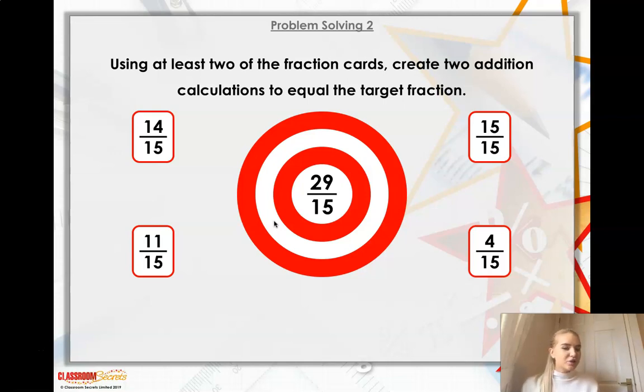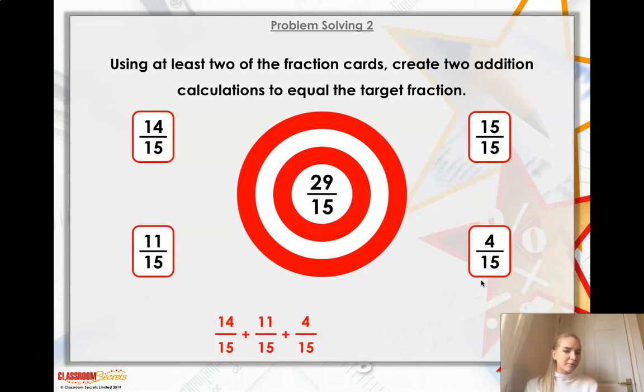Okay, how did you get on? Did you find some? Let's have a go at the cards on the left first of all. 14/15 add 11/15. Well, my denominator is not going to change, but what is 14 add 11? Oh, 25. That's not 29, but wait, I do have 4/15 here. What is 25 add 4? 29. So maybe 14/15 add 11/15 add 4/15 equals 29/15. And it does.